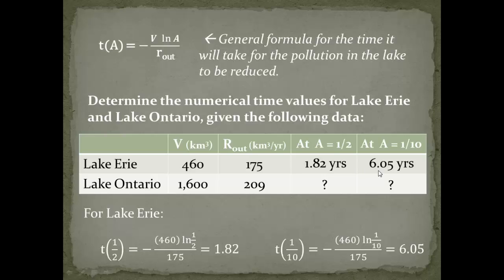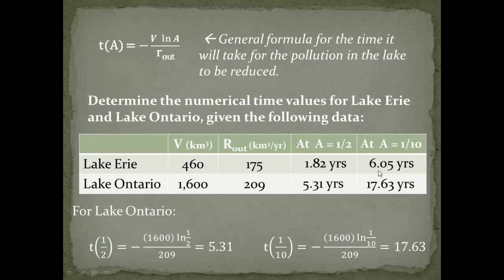Now for Lake Ontario, the same as what we did for Lake Erie, we substituted A equal to 1 half into the general formula, and that's why we have t of 1 half is equal to negative 1,600 times ln of 1 half all over 209, and we got the result of 5.31. And we also substituted A equal to 1 over 10, and that's why we have this equation: t of 1 over 10 is equal to negative 1,600 times ln of 1 over 10 all over 209, and we got the result of 17.63. And we can see that it would take 5.31 years for Lake Ontario to have only one half of its original pollutants, and it would take 17.63 years for Lake Ontario to have only 1/10 of its original pollutants.